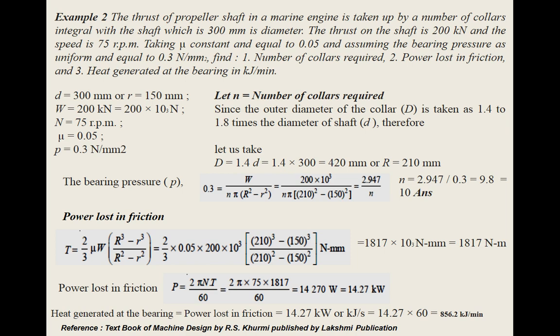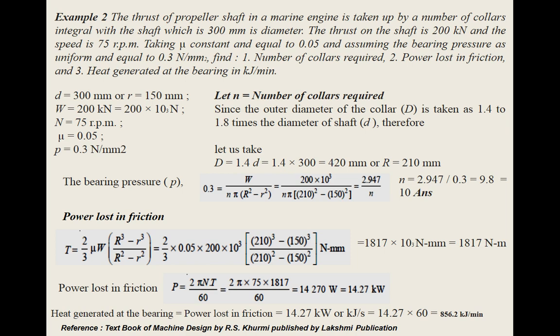The second one is power loss in the friction. For torque T, the same equation which we used in the pivot bearing, 2 by 3 mu W times (R cube minus r cube) upon (R square minus r square). Every value is given, put in the equation, and finally the torque is calculated as 1817 Newton meter. Now put this value to calculate the power loss by the equation P is equal to 2 pi nT upon 60. It is 2 pi, n is 75 and T is 1817, and after calculation 14,270 watt of power is lost due to the friction, or 14.27 kilowatt.